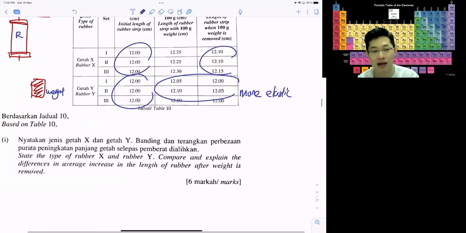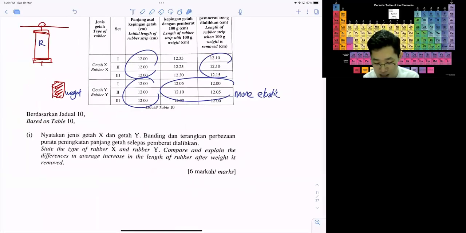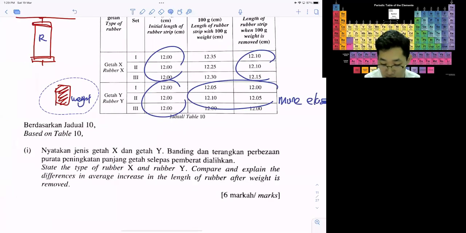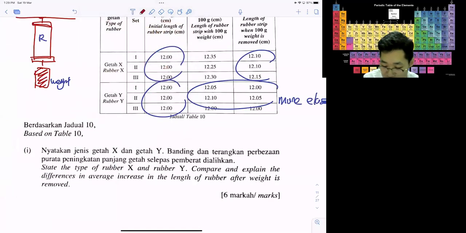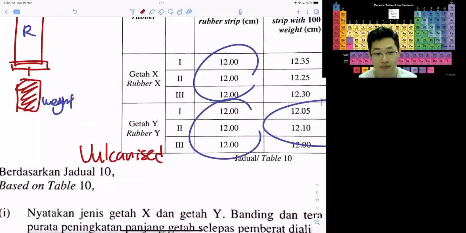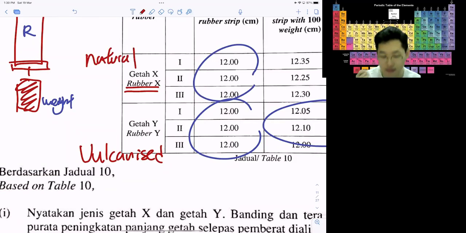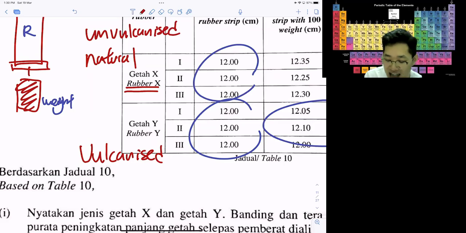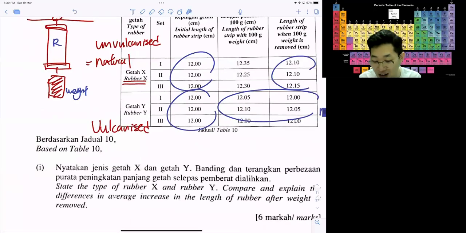The elasticity is better. So now they ask you, state the type of rubber X and rubber Y. Easy. What is rubber Y? The more elastic one is called vulcanized rubber. Then X is natural rubber. Of course, you can also write unvulcanized rubber. Basically, unvulcanized is equal to natural rubber. Just in case they ask you, I mean, they change the word, you have to know unvulcanized is natural.